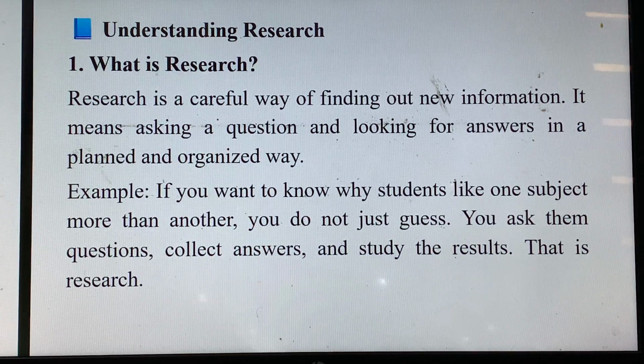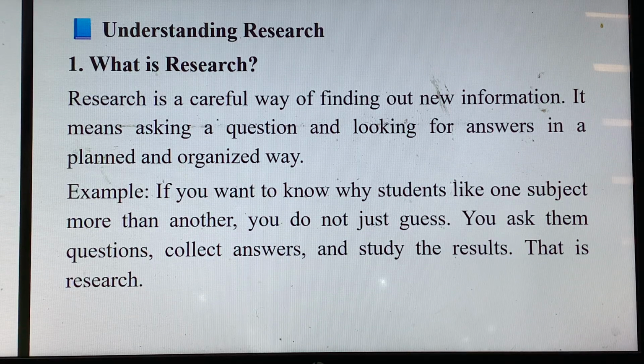So what is research? Research in its simplest meaning, we can define research as a careful way of finding out new information. It means asking a question and looking for answers in a planned and organized way. So this is what research is about. For this definition, it doesn't need any further explanation. So let's look at some examples.